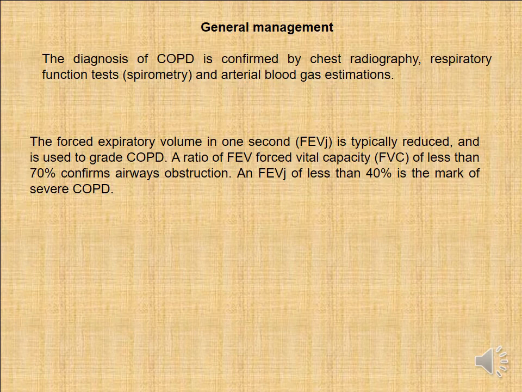The diagnosis is confirmed by chest radiography, respiratory function test, that is spirometry, arterial blood gases examination and laboratory investigation. The forced expiratory volume in 1 second is typically reduced and is used to grade chronic obstructive pulmonary disease. A ratio of forced expiratory volume to vital capacity of less than 70% confirms airway obstruction, and a forced expiratory volume in 1 second of less than 40% is the mark of severe chronic obstructive pulmonary disease.